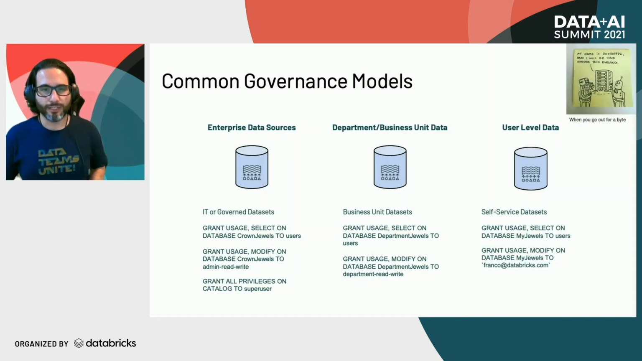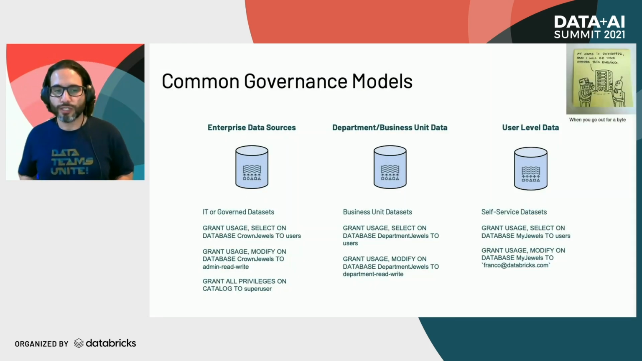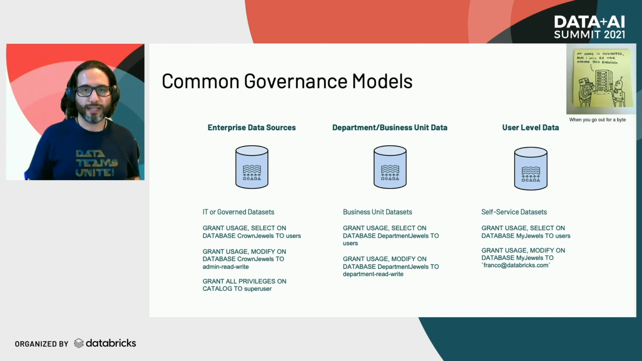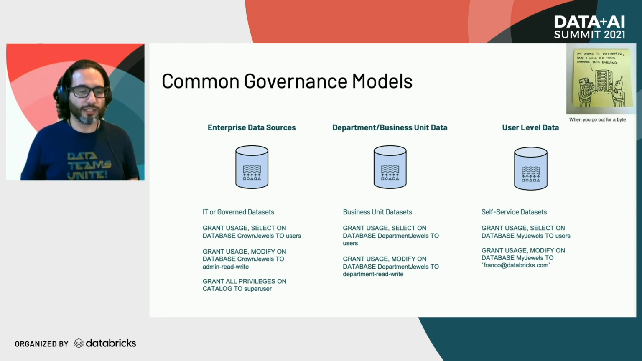What are some common governance models that we see in the wild? Well, traditionally, you'll have enterprise-grade data sources, and these are typically managed by a central IT organization, like the ETL team or something like that. Essentially, they'll create data sets where only they have access to modify the data. But any of these different user groups can select data or read data out of them. And these are the type of grant statements you can apply to that database.